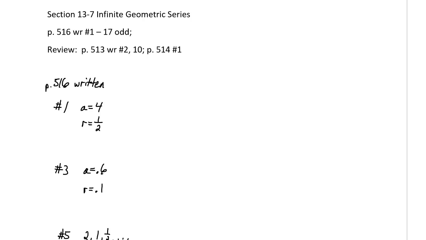Number 1, find the sum of an infinite geometric series if the first term is 4 and the common ratio is 1/2. Only some infinite series can be summed. And to know if you can sum this up, you have to look at the value of r and make sure that the absolute value of this number is between 0 and 1. And it is. So as soon as you decide that you can sum the series, use the formula.